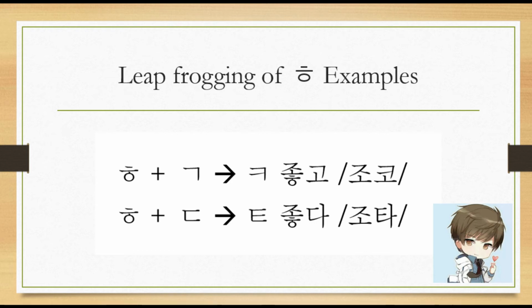I read it as chotgo because when H is the final consonant, it's read as T. Because it has an H and the next is G, it becomes K. So it's now read as joko. Joko. Next example, we have H plus D becomes T. So, jotda becomes jota.